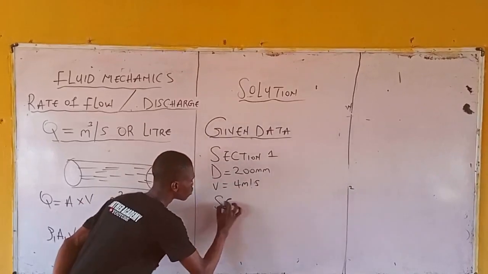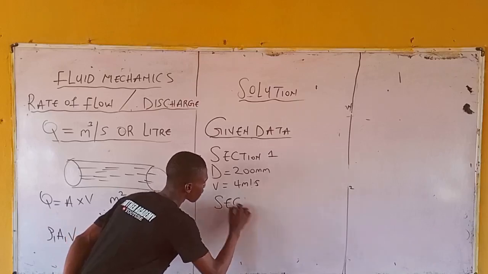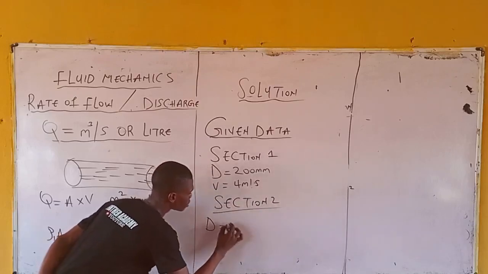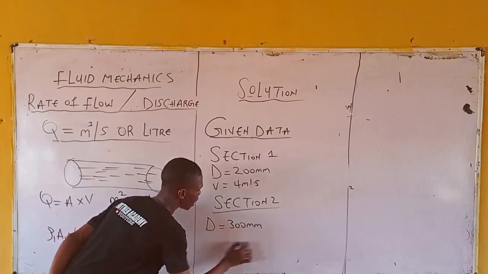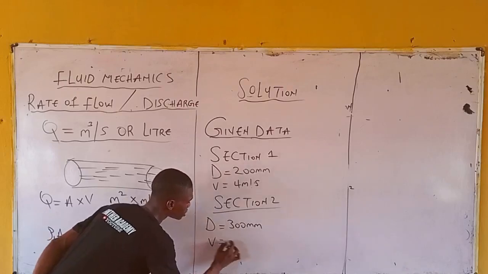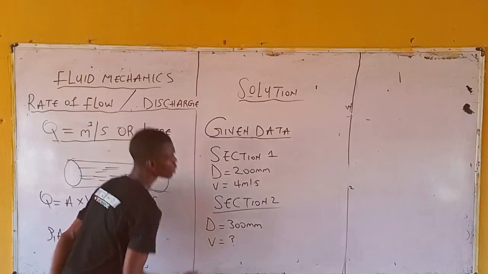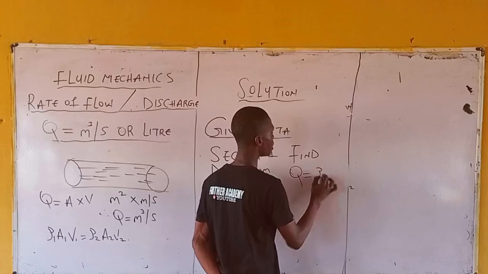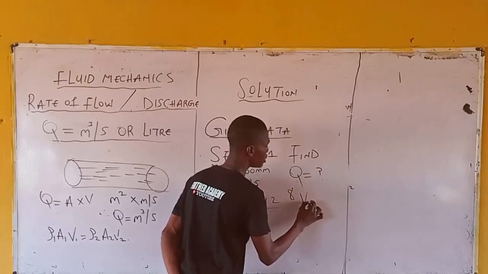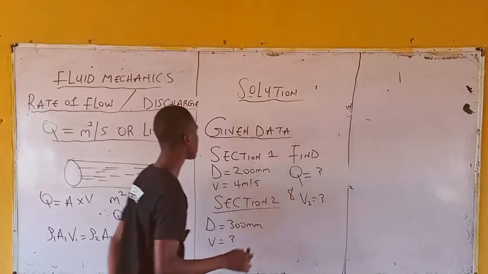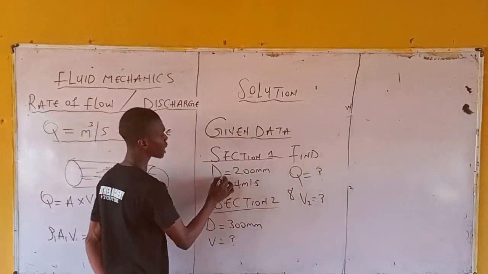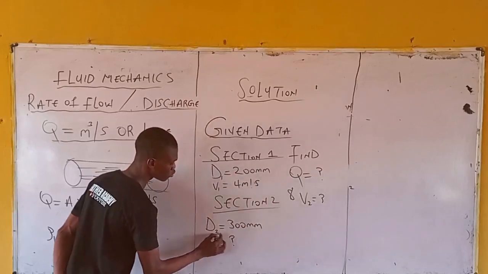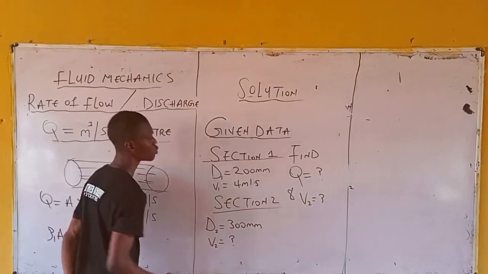Section 2. For section 2, what do you have? You have a diameter of 300 millimeter with an unknown velocity. What else? The question says find the quantity of flow in the pipe, meaning Q, and V2. Now, what this means is that for section 1, you have diameter 1 and velocity 1. For section 2, you have diameter 2 and velocity 2.